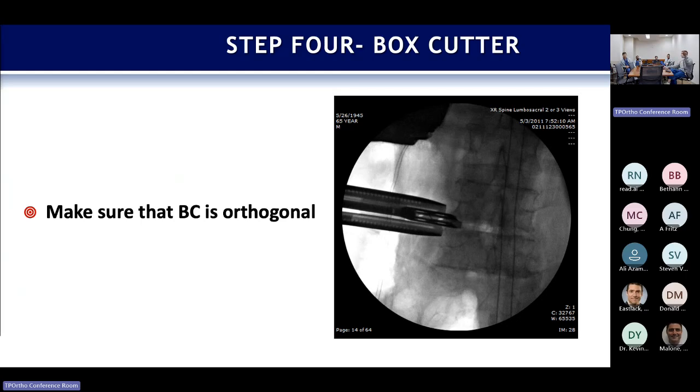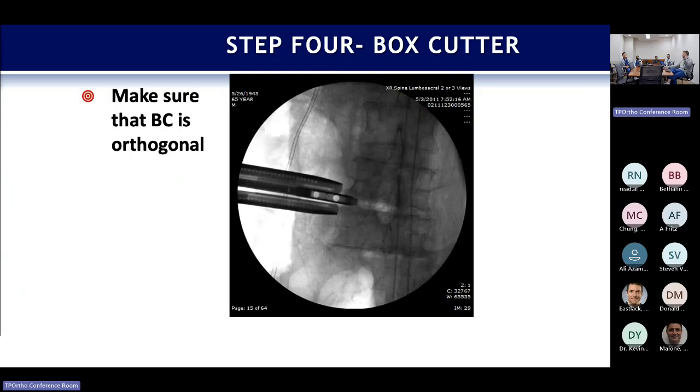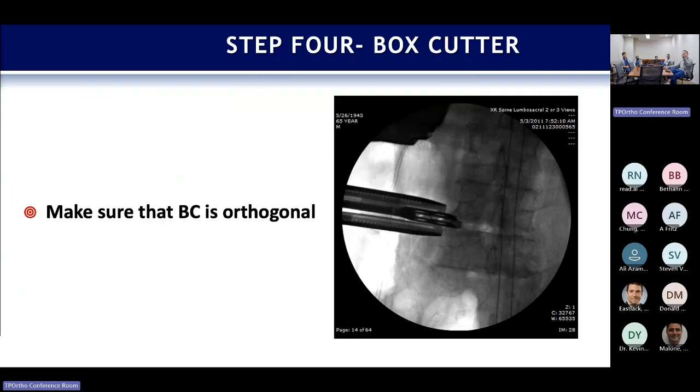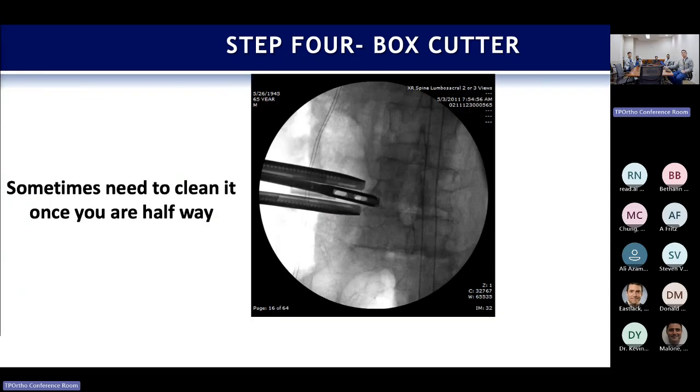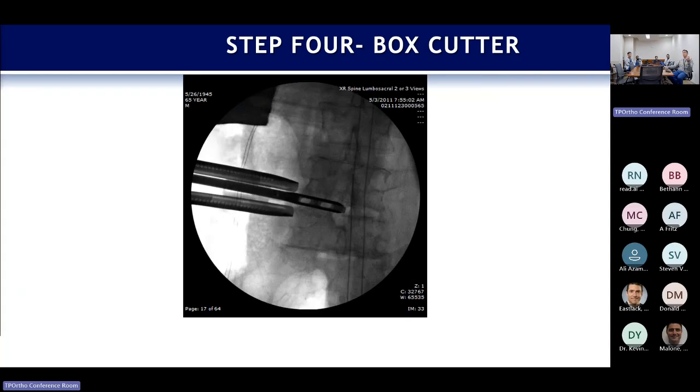This is not what I want to see. It's not orthogonal, right? You should be able to see right through the box cutter. It should look like that. See the difference? If your AP image is good, then you should see perfectly straight through the box cutter. Now, if you can do that, and you look on the inside and you can see that the box cutter is within the disc, you're golden. You're fine. And then you send that across. And then sometimes you have to clean it at the halfway mark because you got a bunch out.